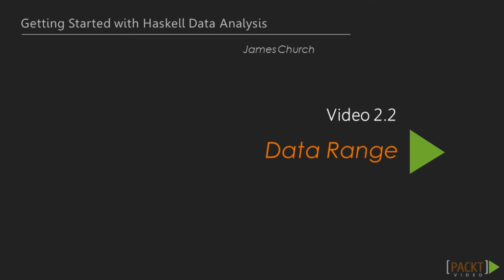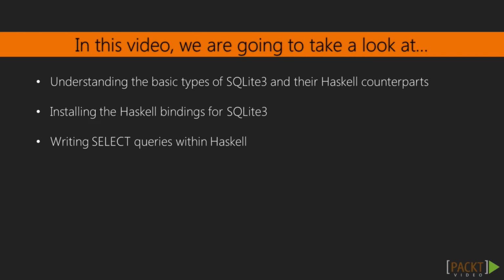Our last video discussed how to convert a CSV file into a SQLite 3 database. This video will be about getting data from SQLite 3 into Haskell. In this video, we're going to be taking a look at understanding the basic types within SQLite 3 and their Haskell counterparts. We're going to be installing the necessary software in order to get Haskell and SQLite 3 to communicate with each other. And we're going to be writing a few select queries within Haskell.